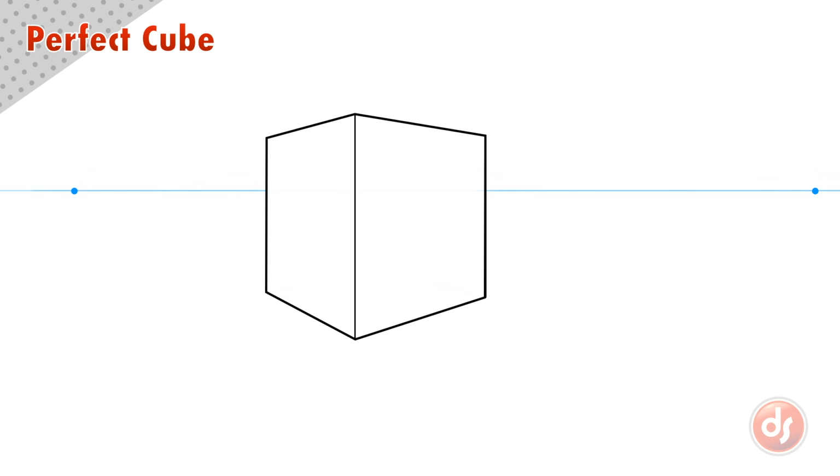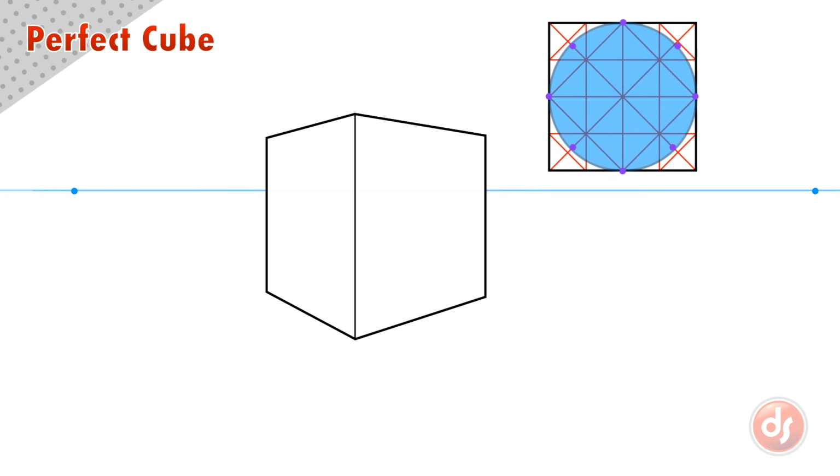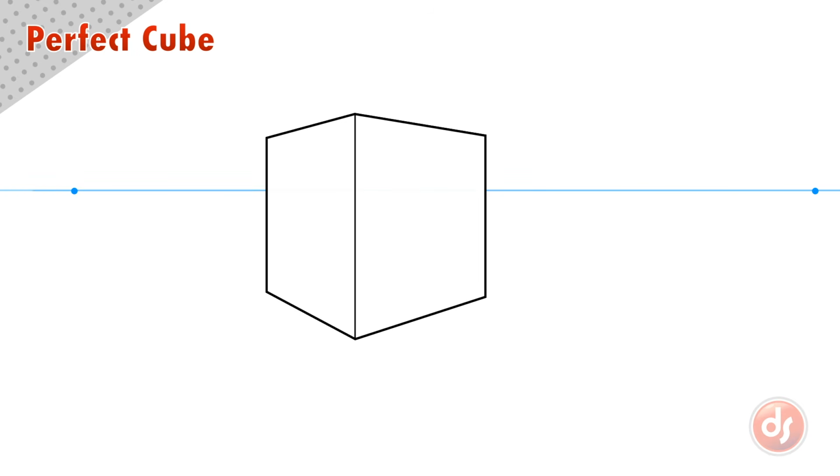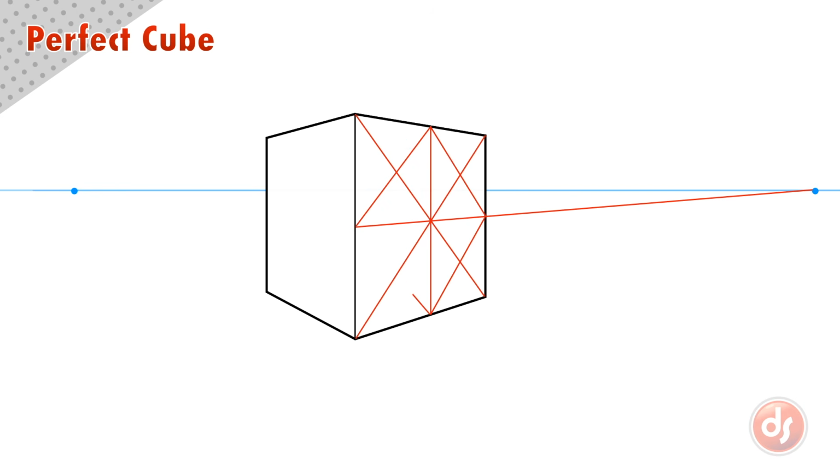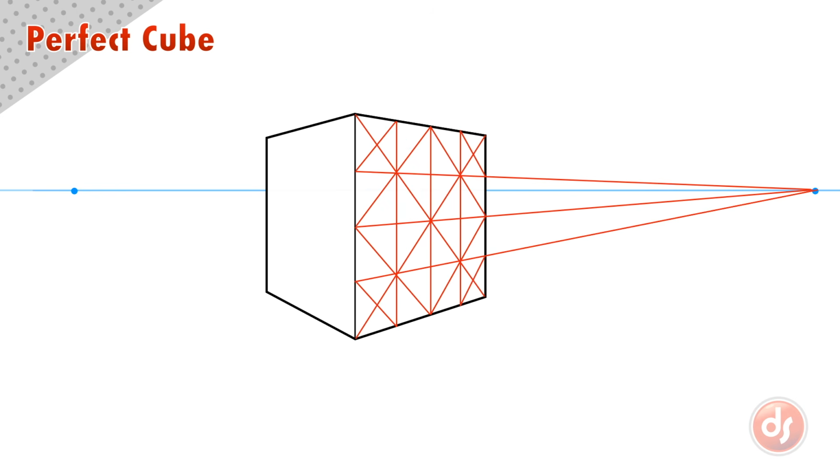But there is another advantage to the perfect cube. A circle fits into a perfect square. So if we want to construct a true ellipse, we would need to start with a perfect square in space to make sure that our ellipse is accurate from any position.